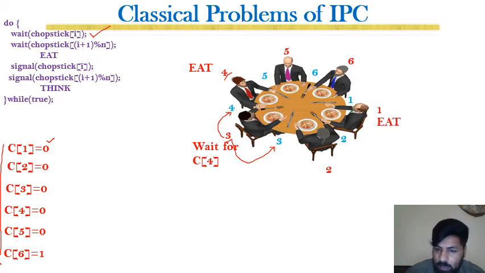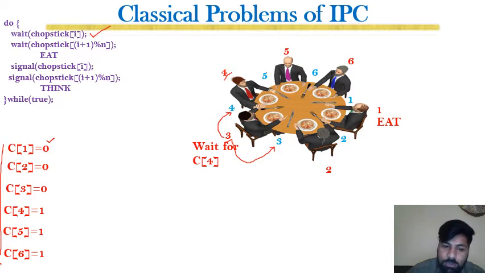At this moment, for example, P4 finished eating, and when it finished eating it will have to release the chopsticks that it had held previously. So C4 has been released, and similarly C5 has also been released.